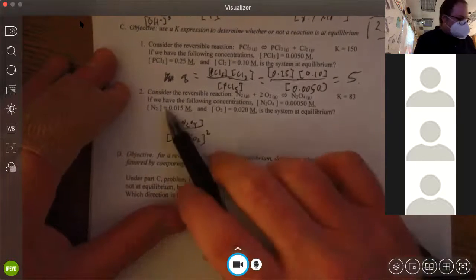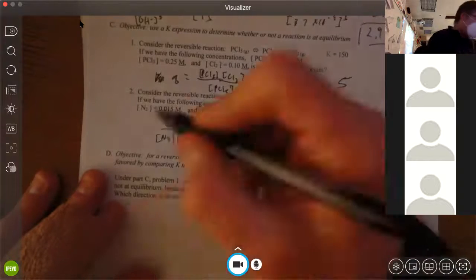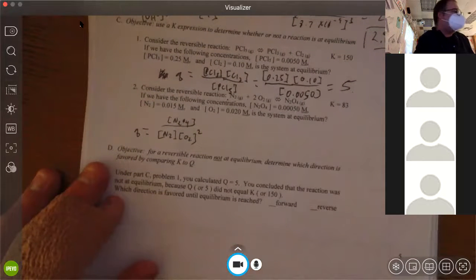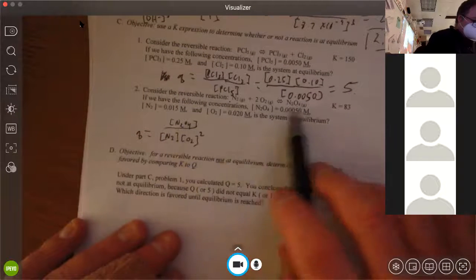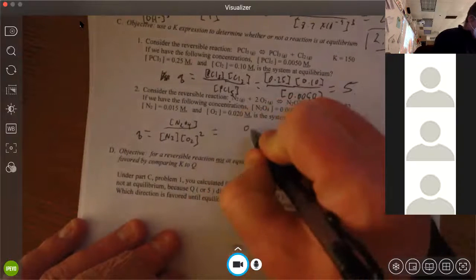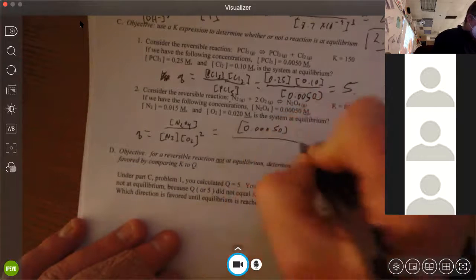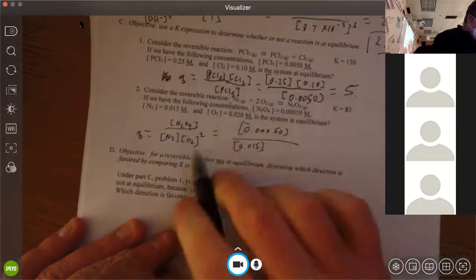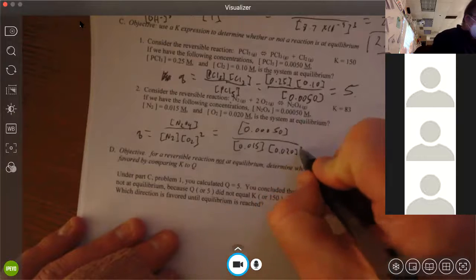They then say, okay, if we have this, is the system at equilibrium? So again, Q and K are solved the same way. We just call it Q because it's not necessarily at equilibrium. Q stands for the quotient. So if we take a look, we're going to take the N2O4, which is the 0.00050. We're going to divide that by 0.015 and 0.020 squared.